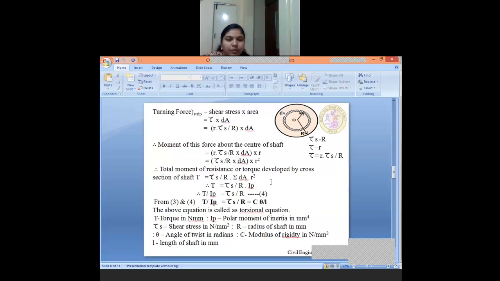This is for a small elemental strip. So what would it be for the whole area? The summation of every small strip of area gives the full area. So T is equal to tau S by R into the summation of dA into r square, which is nothing but the second moment of area, the polar moment of inertia. Therefore, I will rearrange the terms: T by IP is equal to tau S by R. I will call this equation 4.